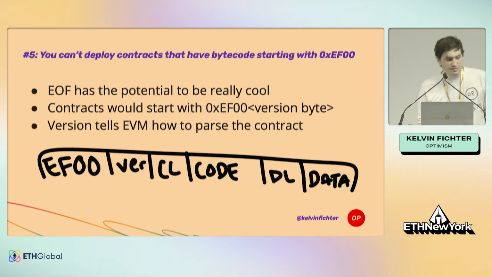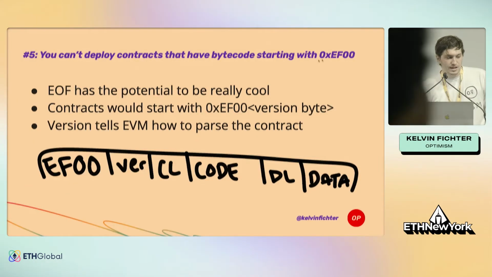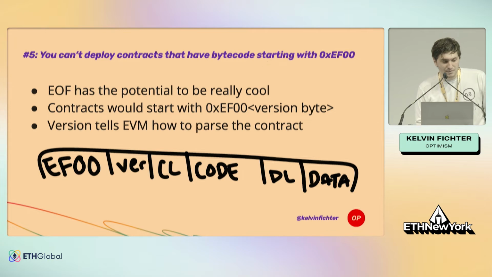It has the potential to be really cool. So the EOF, Ethereum Object Format contracts, would start with 0xEF and then a version byte. And that version byte tells the EVM how it's supposed to parse the contract. So one example here is, let's say this is a version 0 contract. We'll say that there is a specific area defined as the length of the code. Then you have the code, and then you have the length of the data, and then you have the data, or something like that.